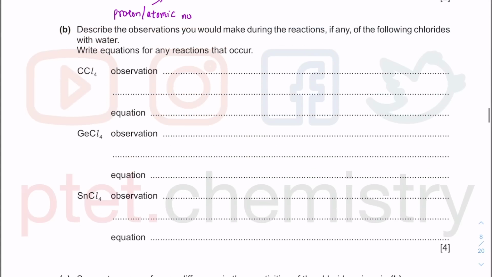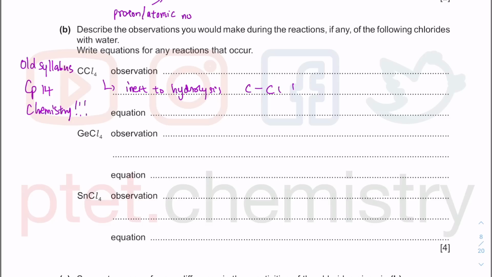In terms of this next part of the question, I don't think you need to learn about them. They are from the old syllabus prior to 2016. This was the group 14 chemistry that they would have learned previously. But CCl4 is basically inert to hydrolysis as the CCl bond is the longest out of the 3.